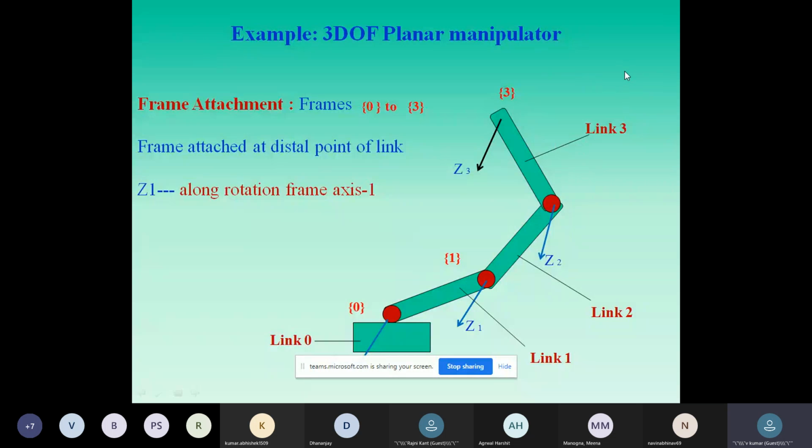For link 1, you see this is link 1, the red line. Where is frame 1 attached? Z1, the distal point. For this link 1, this is the distal point. So our frame will be attached there, and we first attach Z1. Z1 will be along the axis of rotation, which is perpendicular to the plane here. So Z1 will be perpendicular to the plane.